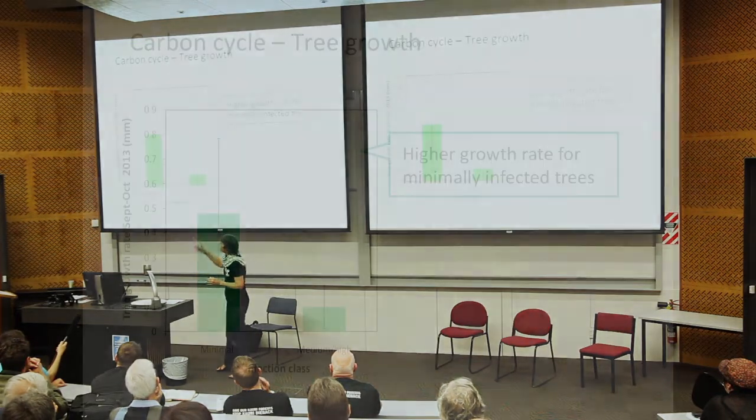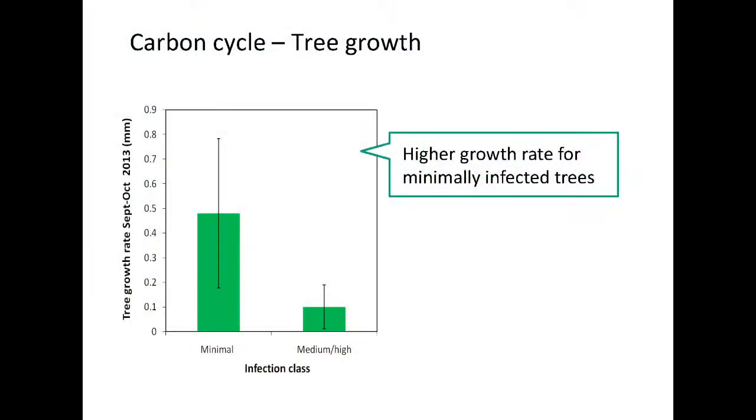On the left axis you see the tree growth rates, presented in millimeter, and it covers the past 2 months. On the x-axis you have the trees which are only minimally infected, and on the right you see the group of trees which have considerable signs of Kauri dieback. There is a lot of variability, because this is biology. Each tree is an individual and has its own behavior.